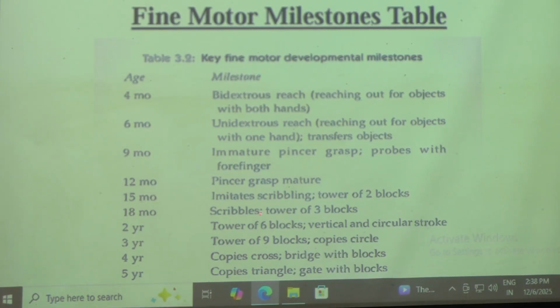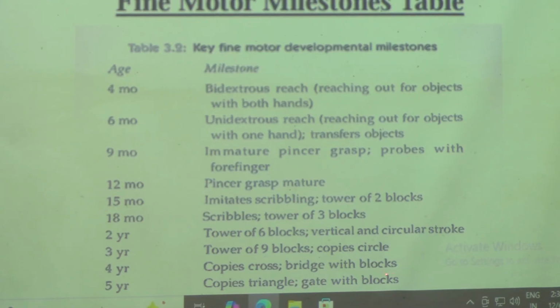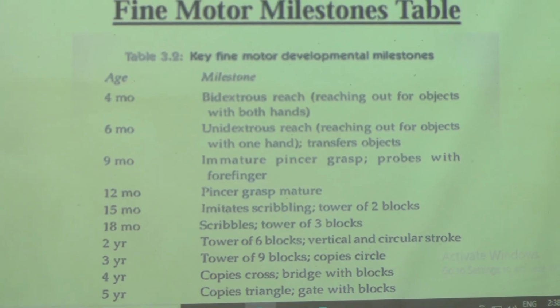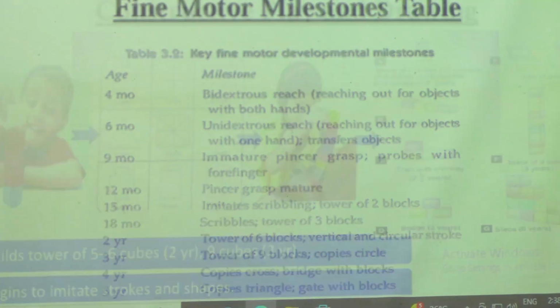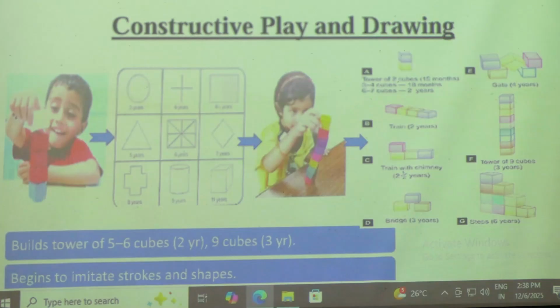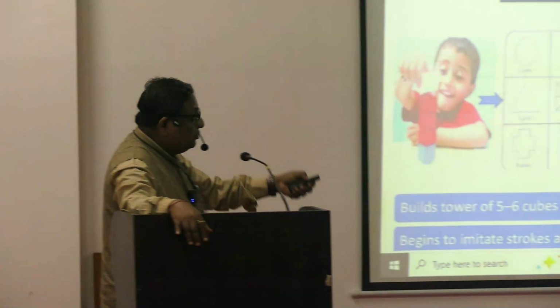18 months, scribbles, tower of 3 blocks. 2 years, tower of 6 blocks, vertical and circular stroke. 3 years, tower of 9 blocks, copies circle. 4 years, bridge with blocks. Copies cross. 5 years, copies triangle, gate with blocks. You should remember this chart. This chart you should remember. While examining the development, you should check in this way.